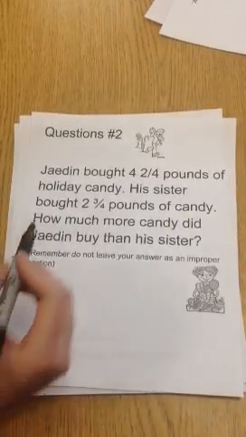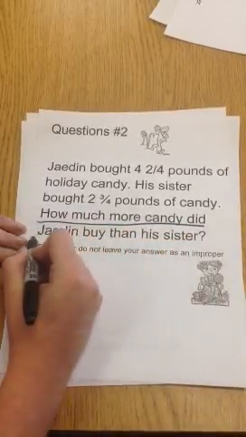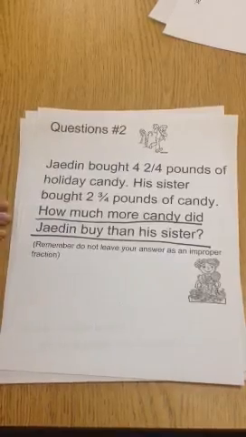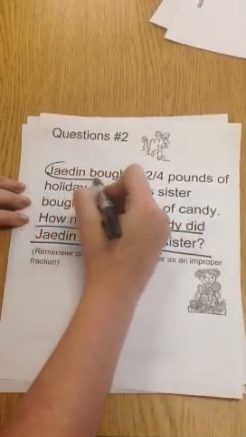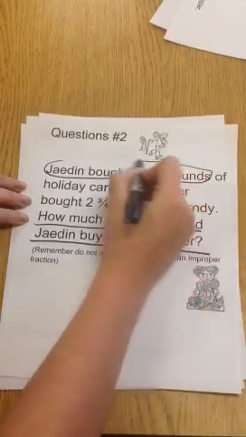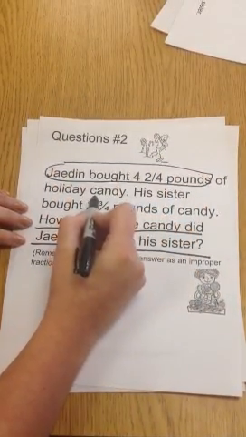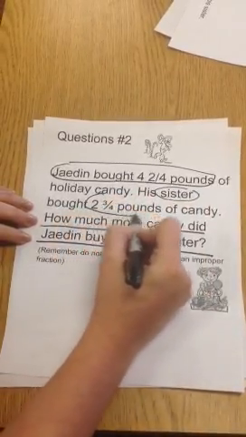After we've read the problem, we underline the question. How much more candy did Jaden buy than his sister? And we circle our important information. Jaden bought 4 2/4 pounds. Candy isn't important. And his sister bought 2 3/4 pounds.